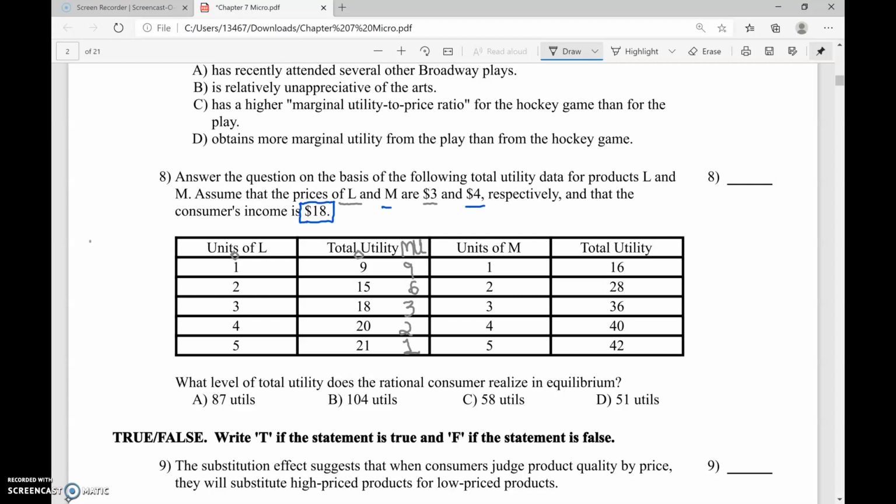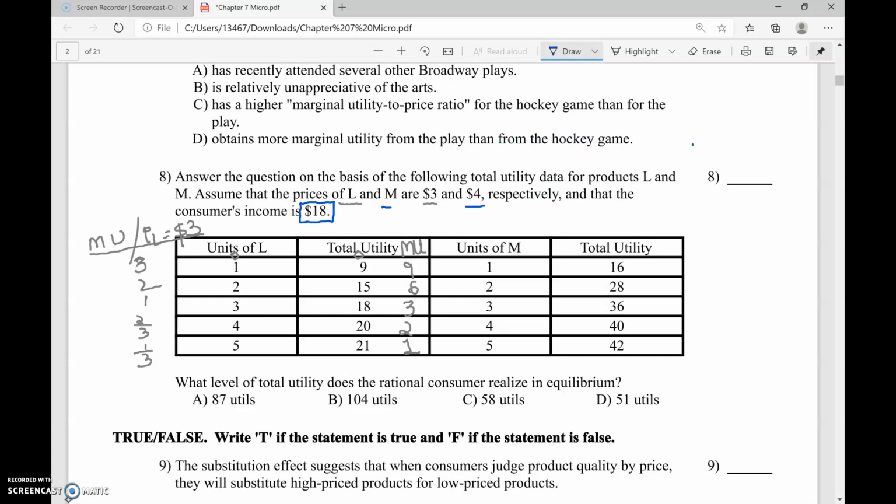Now the next thing I have to do here is to divide the marginal utility over the price of the product. And the price of L is equal to $3. So basically this is going to be 9 over 3. This makes it equal to 3. Next one, I have 6 over 3, that's equal to 2. Next one, 3 over 3 is 1. After that, I have 2 over 3 and 1 over 3. I really need this column to do this problem.